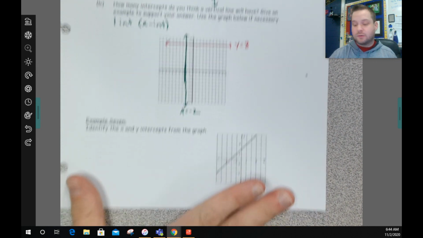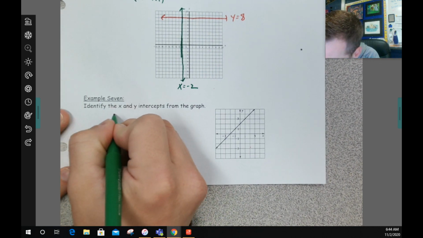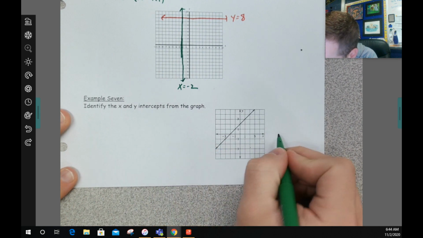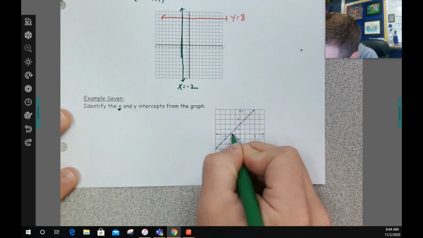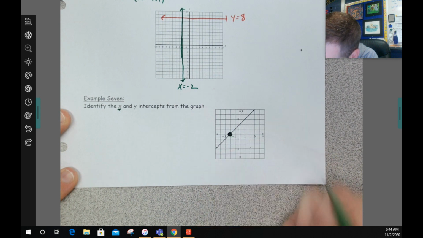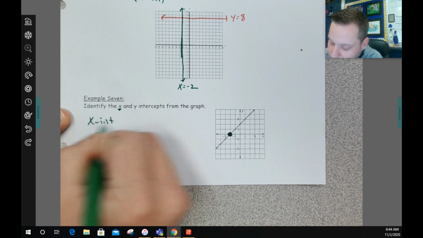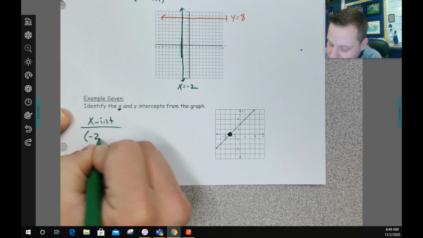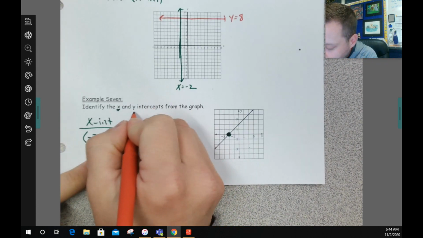Last one, example 7. Looking from the graph, we want to be able to identify both the x and y intercepts. So remember, the x-intercept is where it crosses the x-axis. So I'm going to do the x in green. I look at my x-axis right here. It crosses at that point right there. So my x-intercept would be (-2, 0).